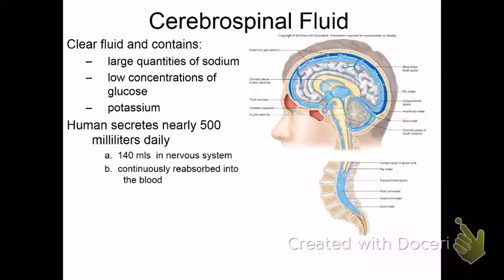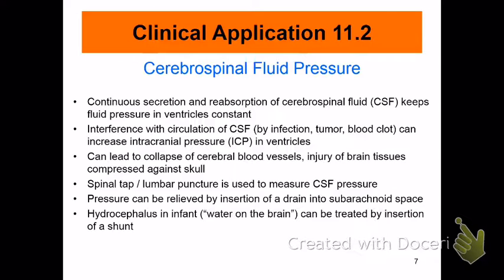But what about that fluid, that clear fluid, and it's supposed to be clear because there's no infections there. The cerebral spinal fluid is lots of sodium, low amounts of glucose, and it's got some potassium in there. And it tells you how much we secrete. Cerebral spinal fluid pressure. So you may have heard of a buildup, someone having to get a drain or a port put in. It's the continuous secretion of that fluid. So more pressure in the ventricles. It remains constant, but you may have heard of that.